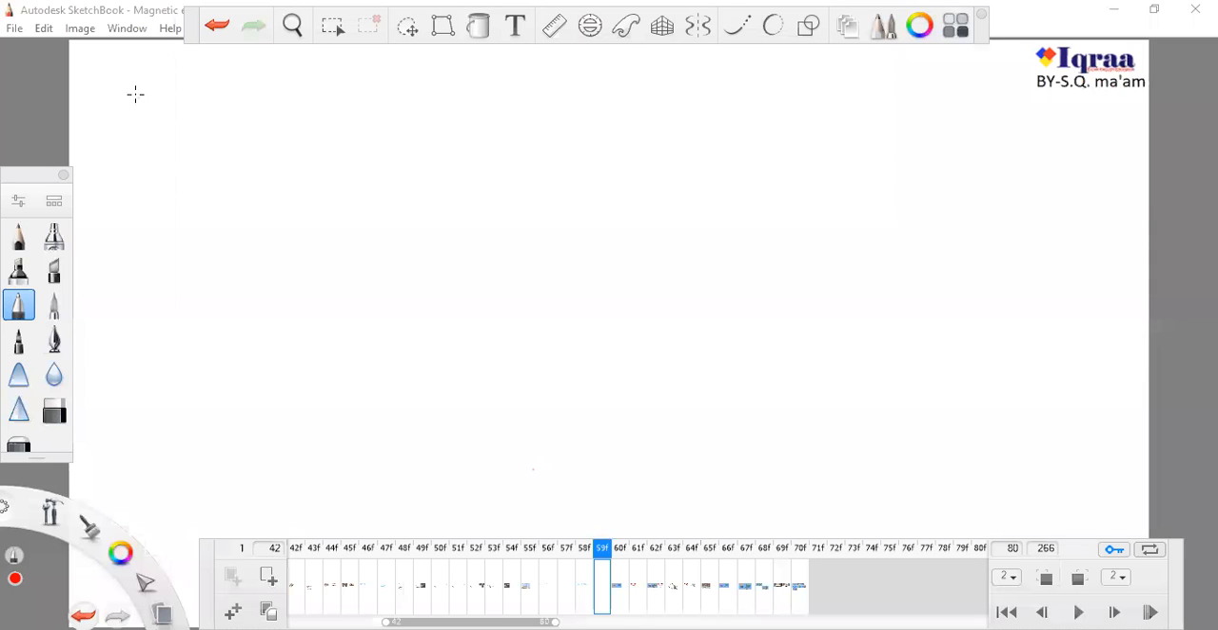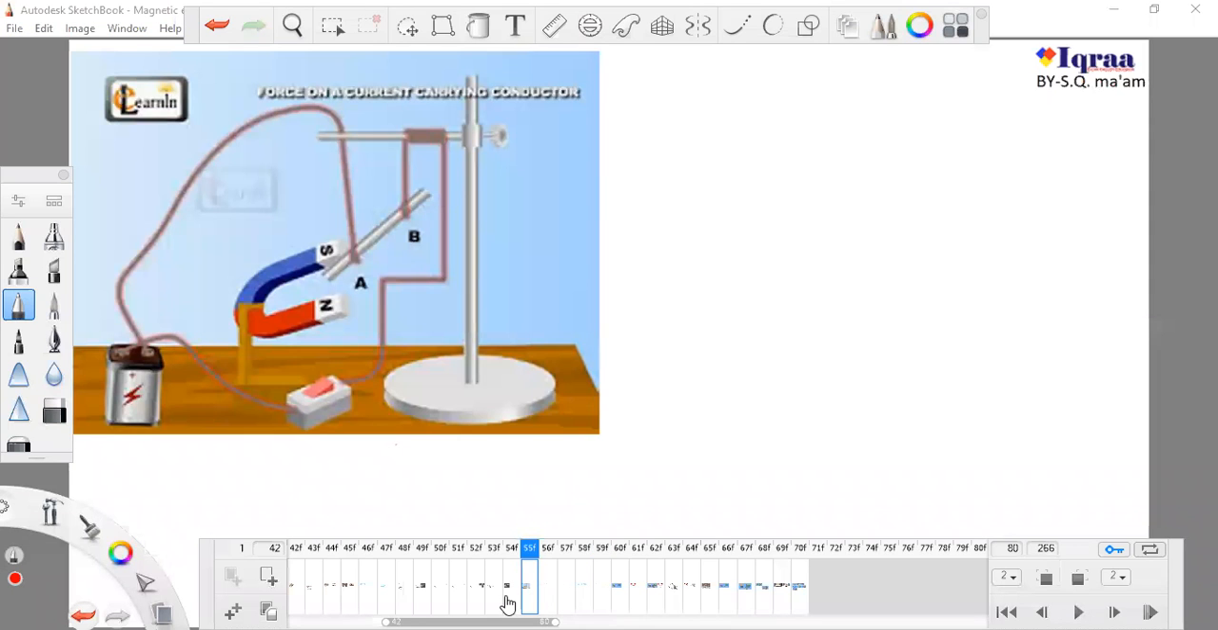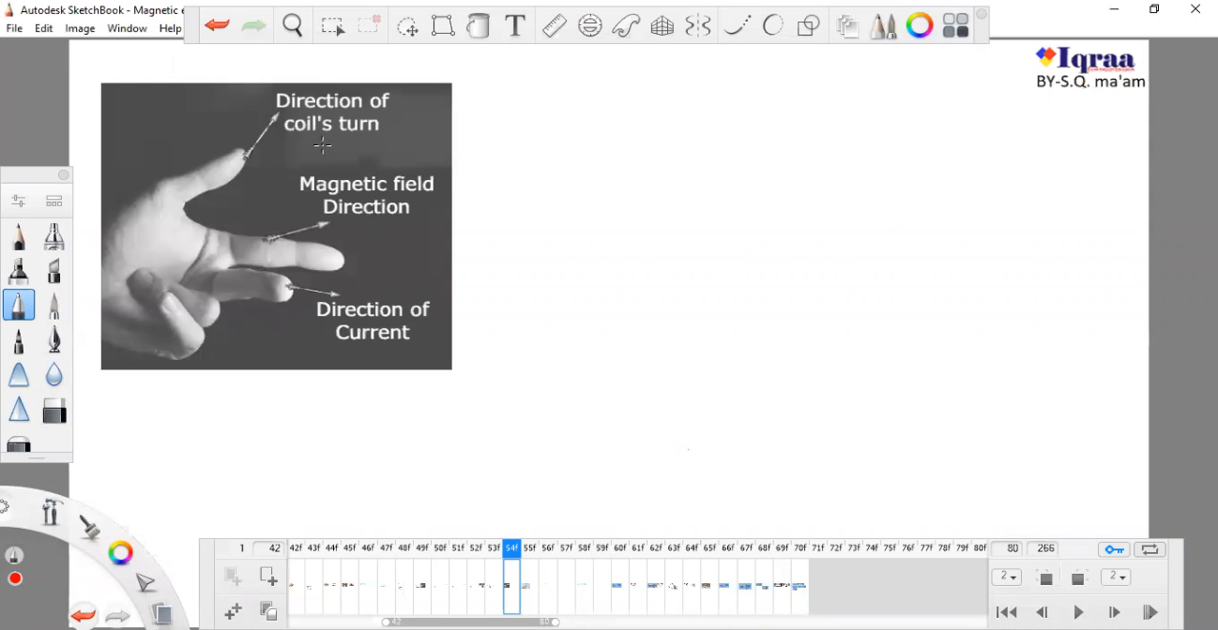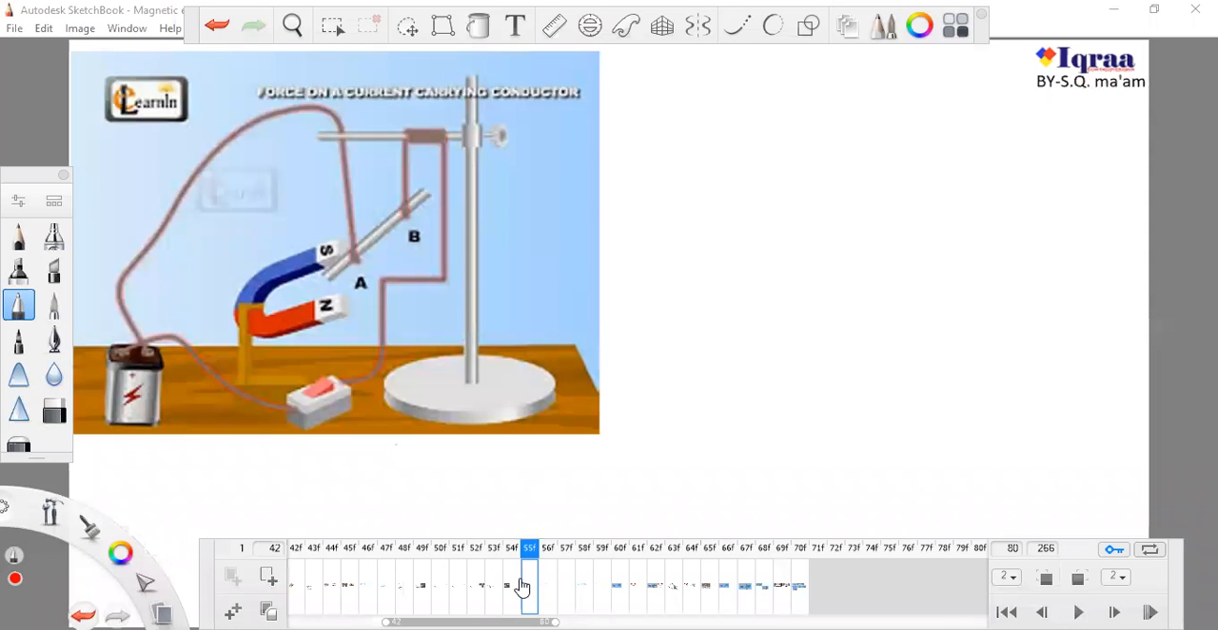So today we are going to learn about the electric motor. We studied the Fleming rule. In this rule, I taught you how the conductor will work.